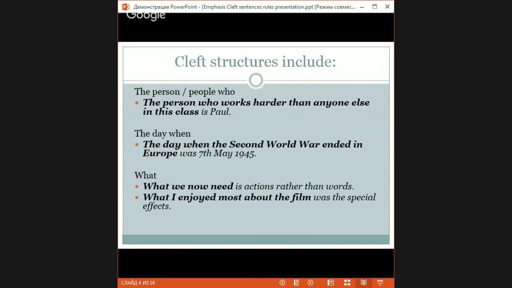What? I have already explained the usage of what on the board. And again, we just put the stress on this first part. What we now need is actions rather than words, or what I enjoyed most about the film was the special effects. You can create a normal sentence, I enjoyed the special effects, or what I enjoyed most about the film was the special effects.